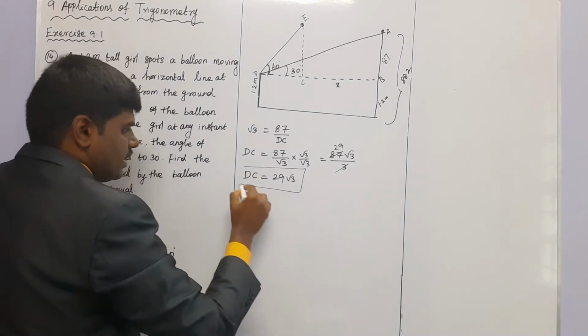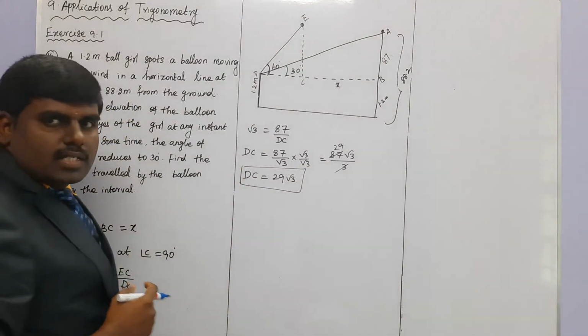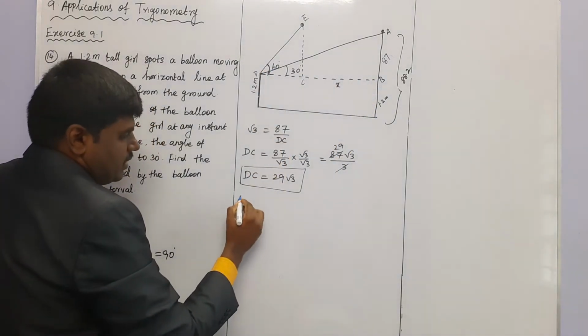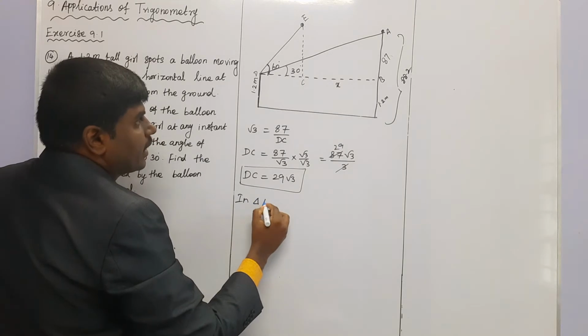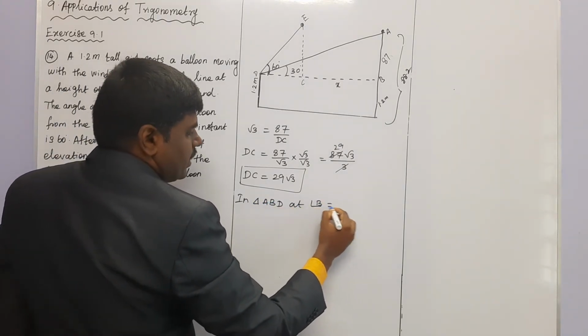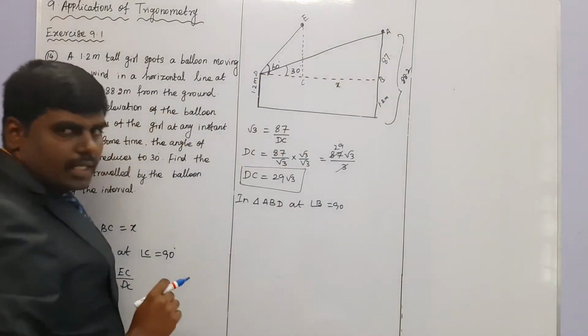First I chose a triangle and found the value of DC is equal to 29 root 3. Next, in the same way, another triangle. In triangle ABD, angle at B is equal to 90 degree. Is it clear? In triangle ABD, angle at B is equal to 90 degree.